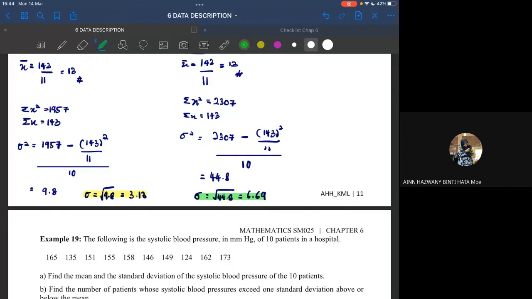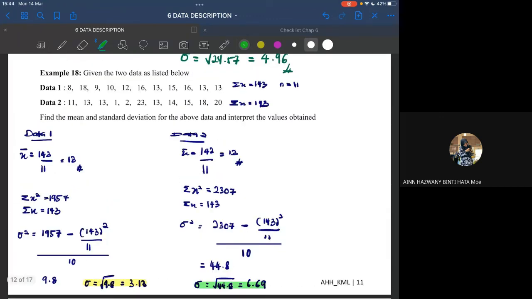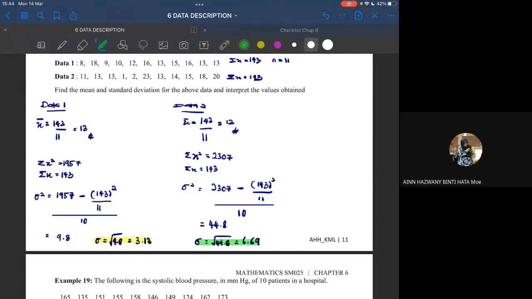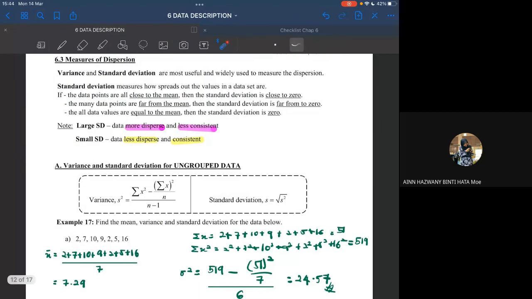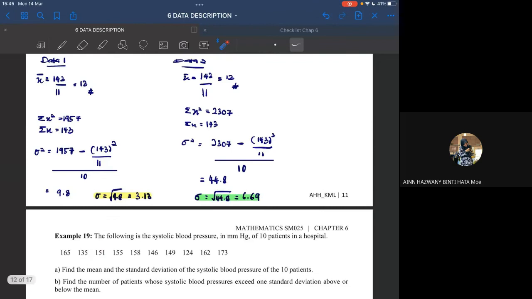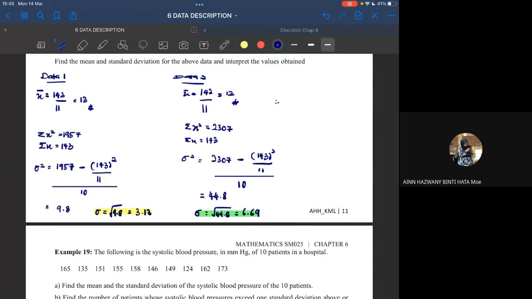Okay. So as you can see from here, the question asks to interpret the values obtained. So from what you can see from here, the standard deviation from data 2 is bigger than standard deviation from data 1. So apa yang kita boleh concludekan ialah tadi, okay, the large standard deviation maksudnya data kita more dispersed and less consistent. So itulah yang kita akan concludekan. So data 2 is more dispersed. Ataupun more spread pun boleh juga.